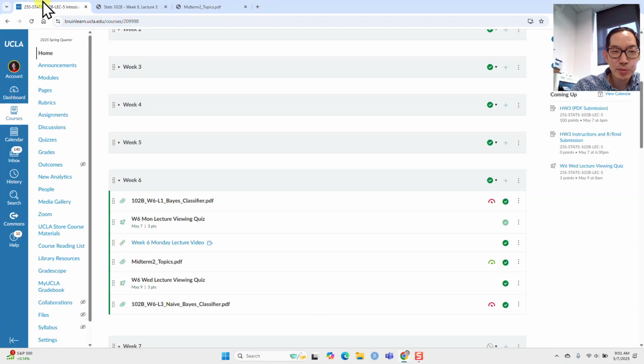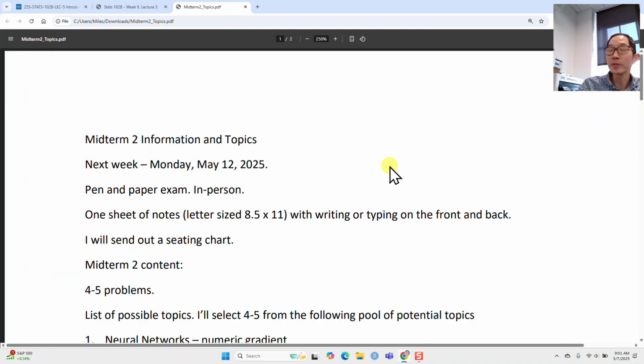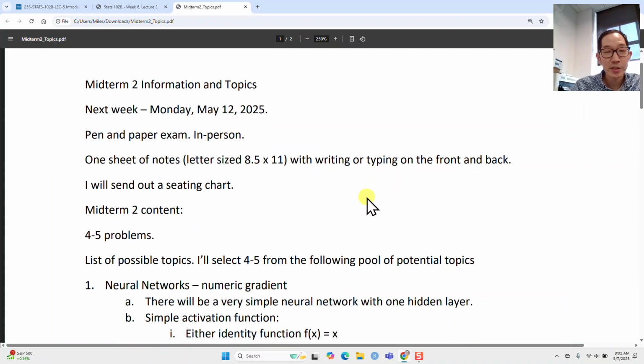We'll talk about the midterm exam. I've posted this under midterm 2 topics in the module, and our midterm is on Monday. So we'll talk about what you can expect. You are allowed a sheet of notes, writing on the front and back. Again, you'll submit it with your exam, so make sure your name is on that, and then I'll send out a seating chart. That's how I run my exams.